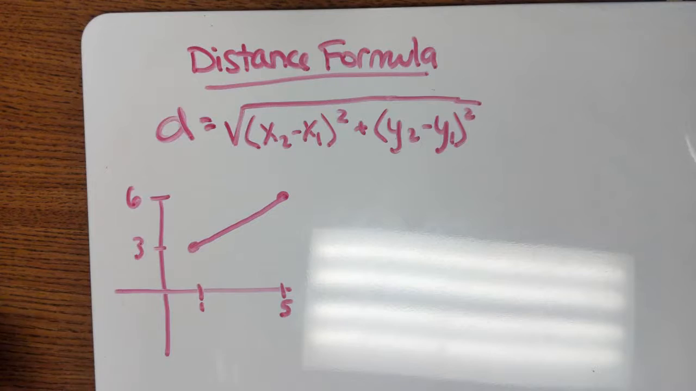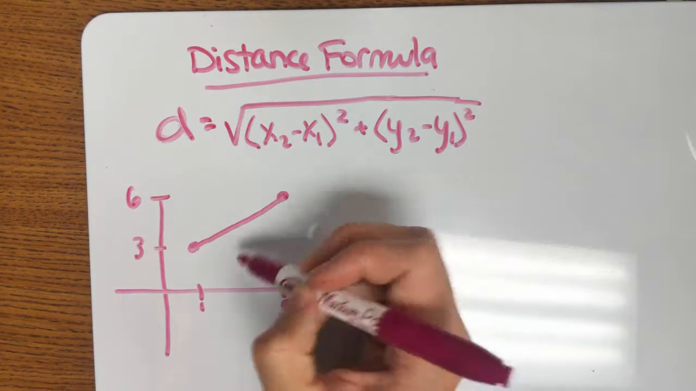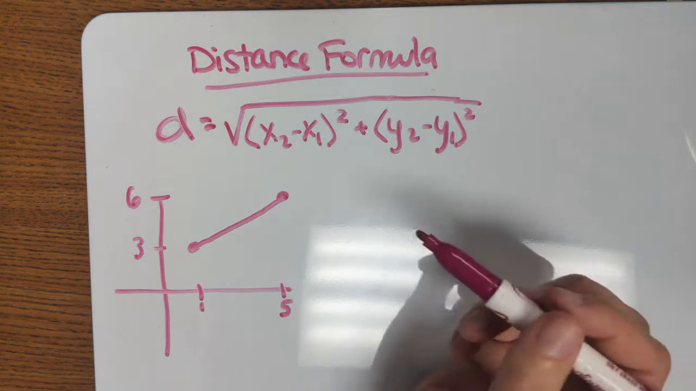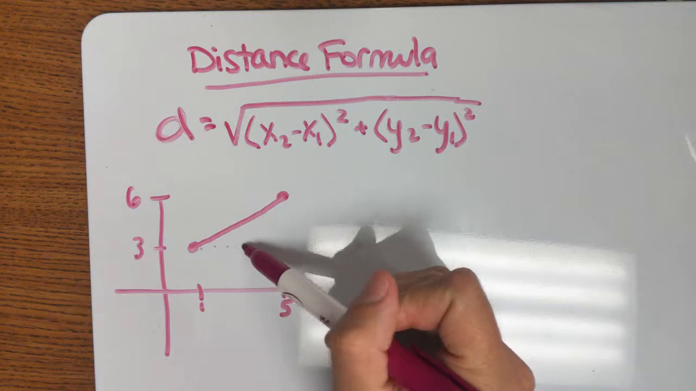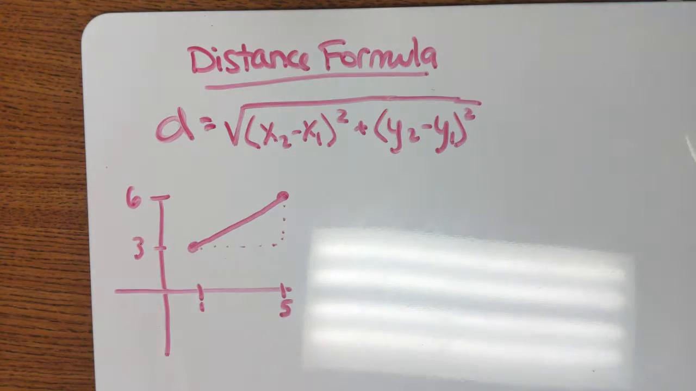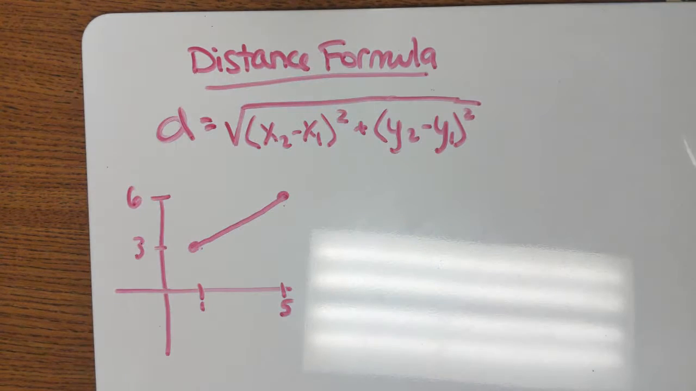This comes from the Pythagorean theorem, because you could create a triangle and you could find your 2 legs and do the Pythagorean to find the hypotenuse. That is always an option. If you forget how to use the distance formula, you could definitely do that, although it is not the speediest way or the most efficient way. So I'm going to show you how to use the distance formula.